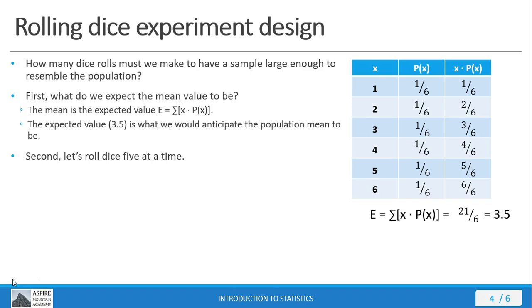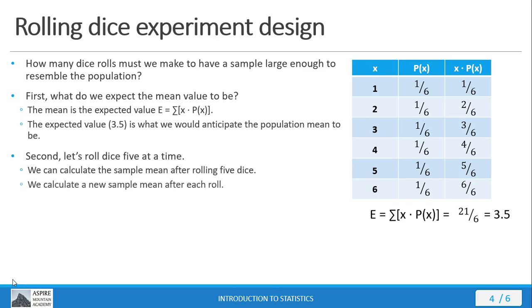Now, we can actually roll dice 5 at a time. Okay, we're rolling dice 5 at a time so we can kind of speed things up a little bit. So instead of rolling it 1 at a time, let's just roll it 5 at a time so we sort of speed things up a bit. We're going to calculate the sample mean after we roll 5 dice, and then we'll calculate a new sample mean after each roll.